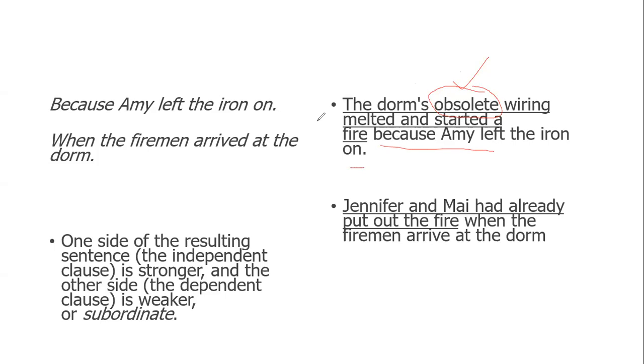So you can give it an independent clause and merge it with the dependent clause. This is one way. Another way, here's one more example. 'Jennifer and May had already put out the fire when the fireman arrived at the dorm.' So start with an IC, you have a connector, and you have a DC. Like this you can write.